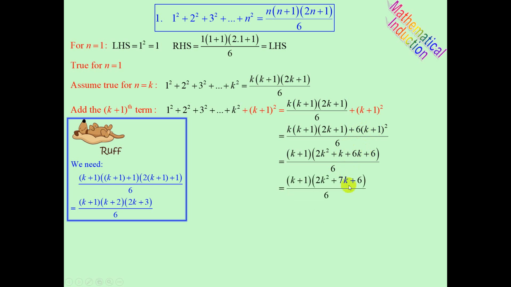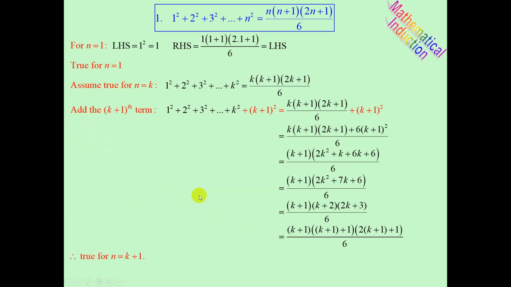Now I can simplify within the brackets, and I'm now going to factorize that quadratic. And I see that it is in fact that quadratic. If it wasn't, then there'd be a problem with my proof. There it is there. Now I need to take the extra step to show that it is that formula with k plus 1 instead of n. So I'm going to write that next. There it is there. Now, what I'm going to do next is say therefore true for n equal to k plus 1, and I'm going to remove this. So you'll see there we are. That's what your proof should look like.